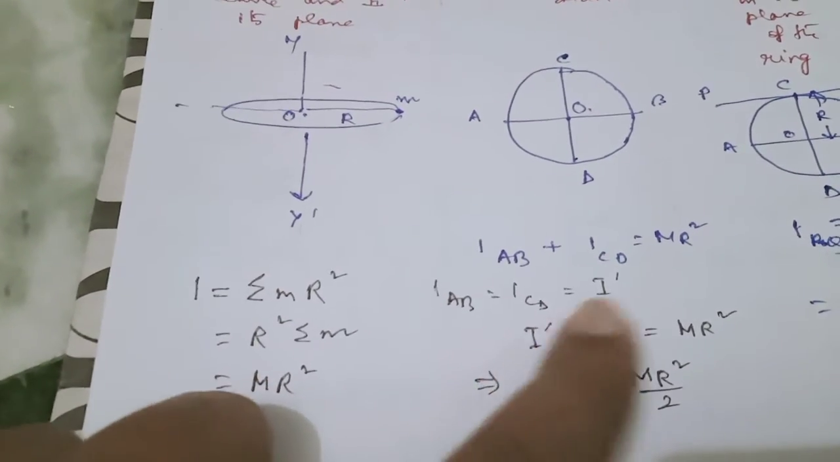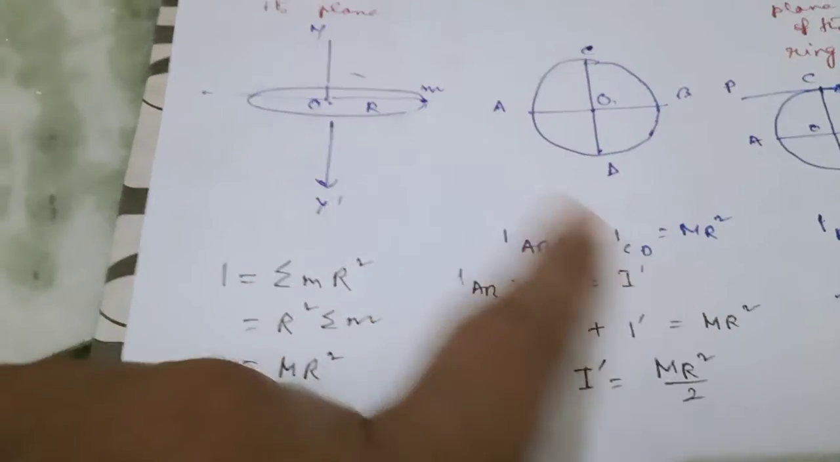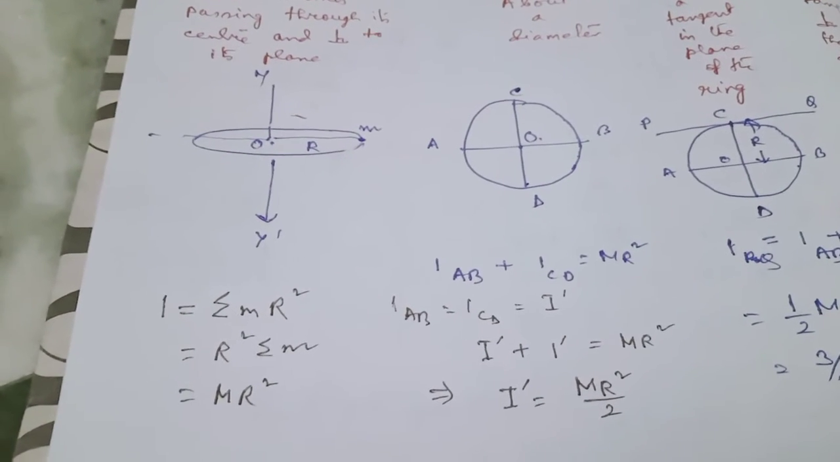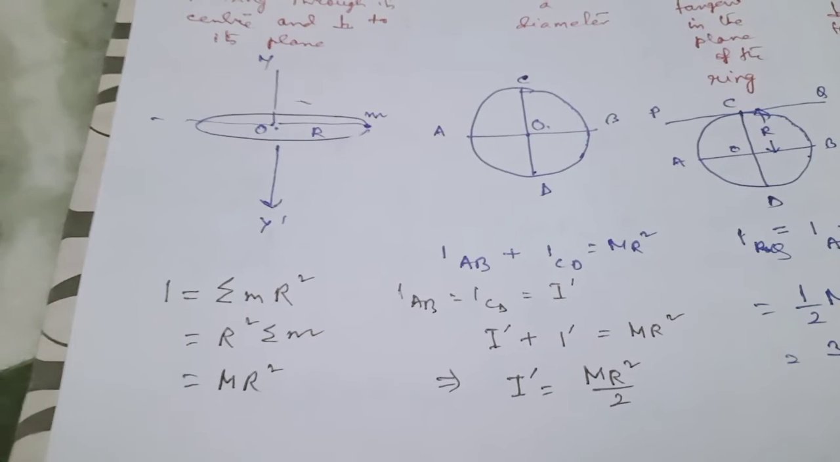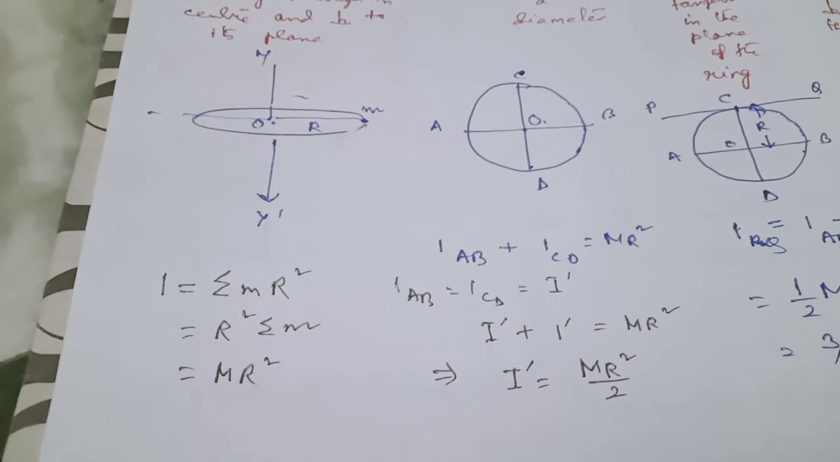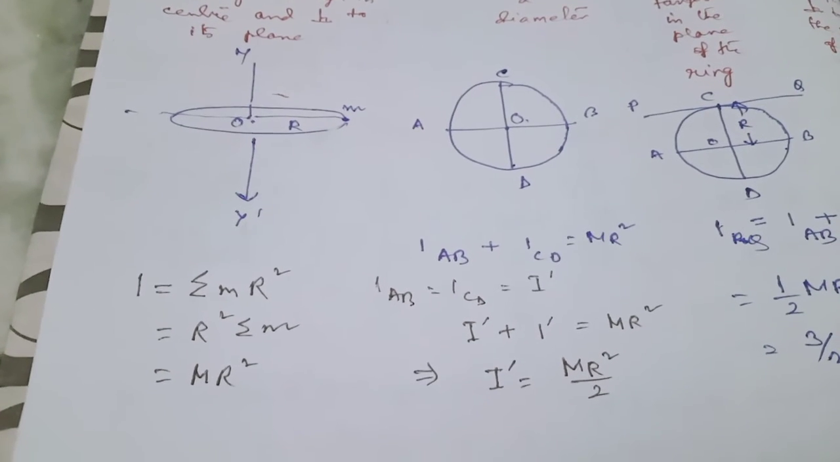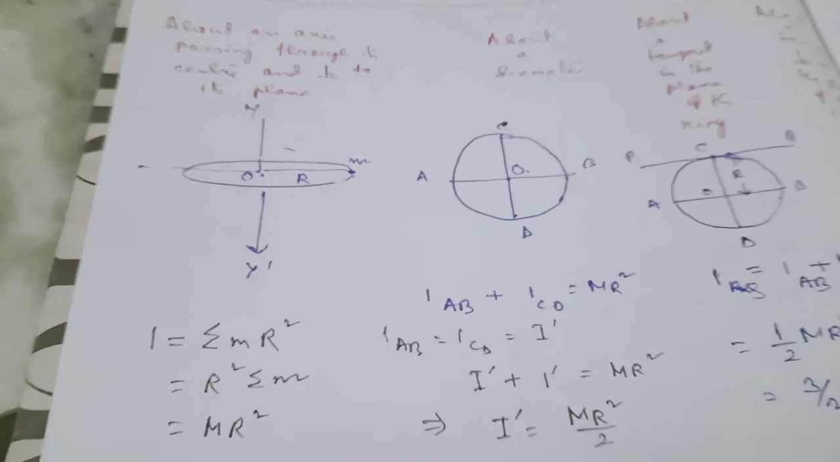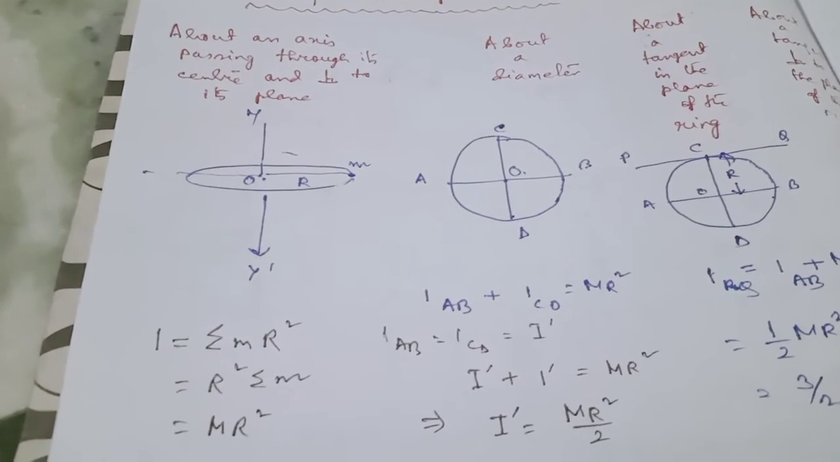In this way you can calculate the I dashed. Both will be the same because they are symmetrical. Both AB and CD divide the circle into two identical parts. So IAB and ICD will be the same. We have considered I dashed. So IAB plus ICD is equal to I dashed plus I dashed is equal to 2 I dashed is equal to m r square. So I dashed is equal to m r square by 2. This is about a diameter.